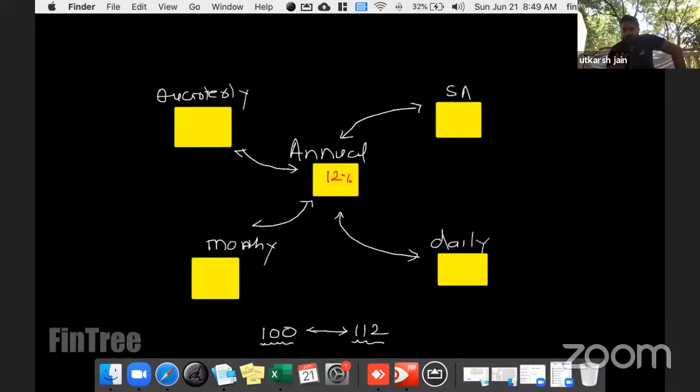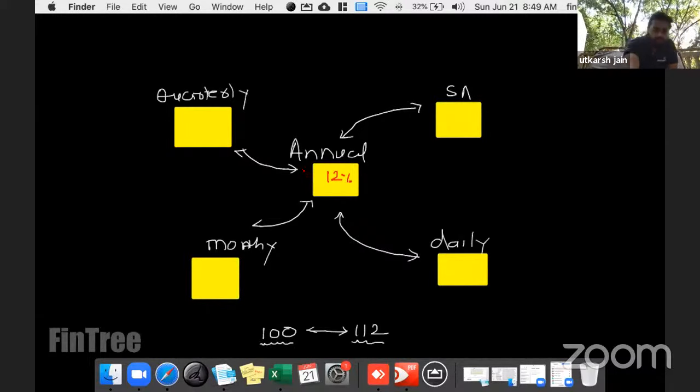112 is the future value. This is fixed. 100, 112. This is not going to change. This is going to remain constant. Now, this happened in how many years? So what you do is keep 1 as N. This happened in how many periods? So if you're assuming annual, keep 1 as N and compute IY. And tell me what do you get?